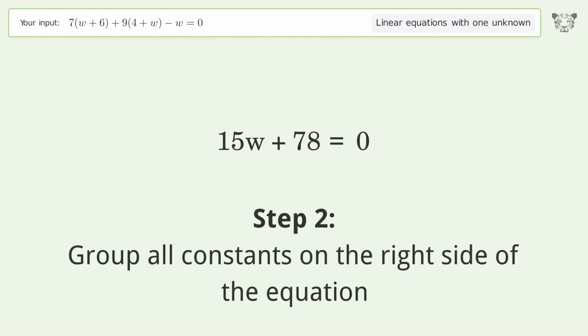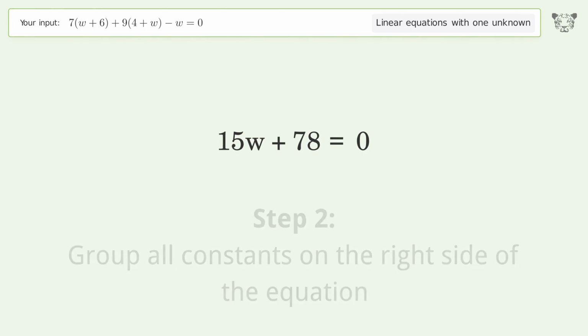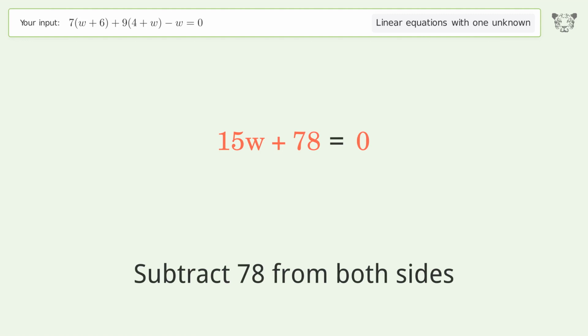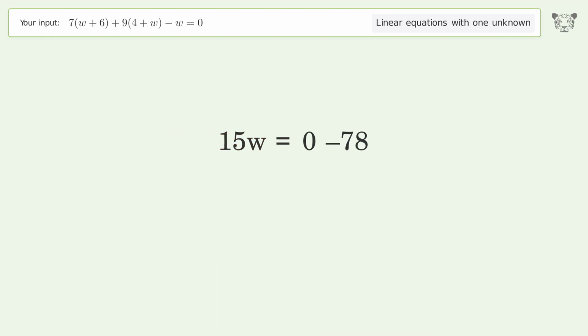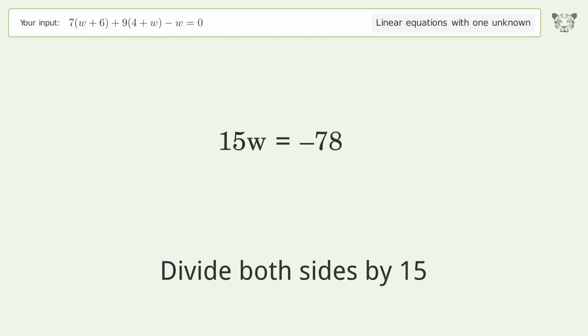Group all constants on the right side of the equation. Subtract 78 from both sides. Simplify the arithmetic. Isolate the w. Divide both sides by 15.